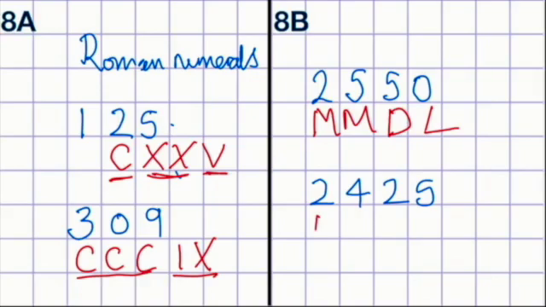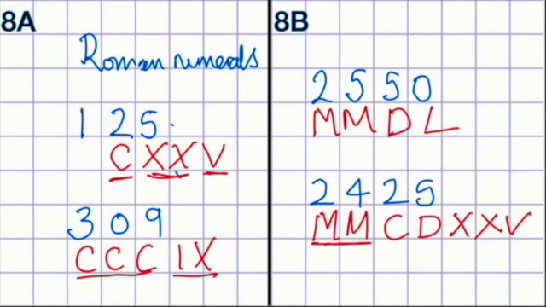2,425, so 2,000 is MM. Now 400, just like 4, we have to do 5 take away 1. For 400, we do 500 take away 100. So that's CD. D is 500, but we're taking away 100 because it comes first. And then for 25, it's XXV. So 2,425.